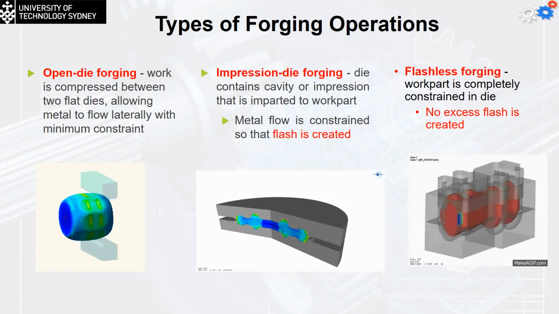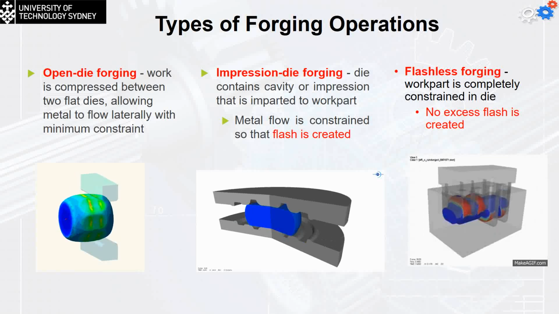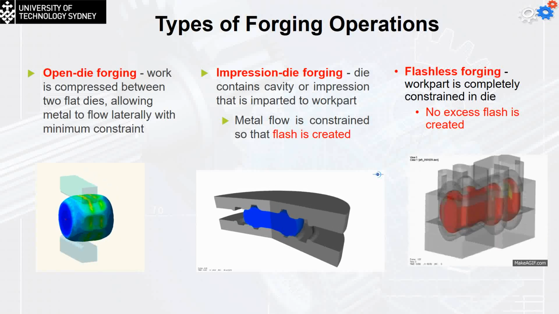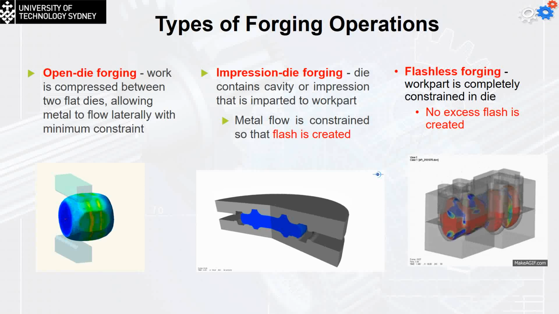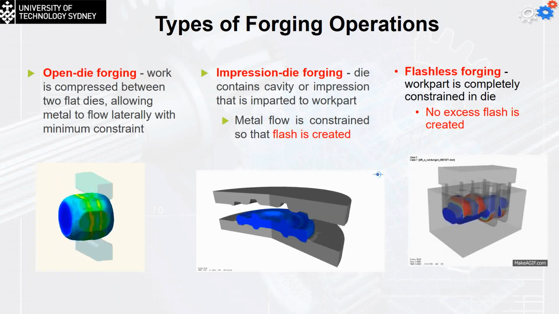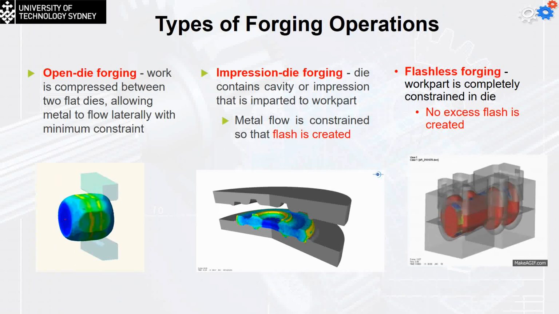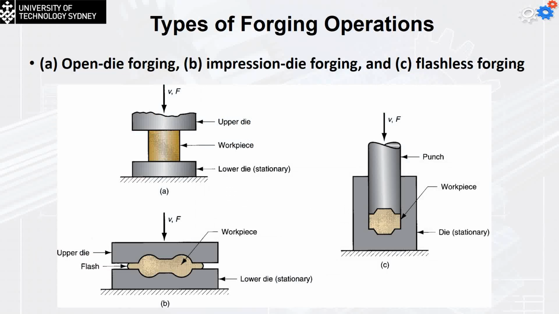So once again, the types of forging operation: the open type, the impression die forging, which is the flash we talked about, and the flashless forging process. Now, this flash is waste material and we have to trim it later. But it plays a very good role because it provides an escape for the material. Thus, the material fills the whole cavity of the dies, and we get a full shape.